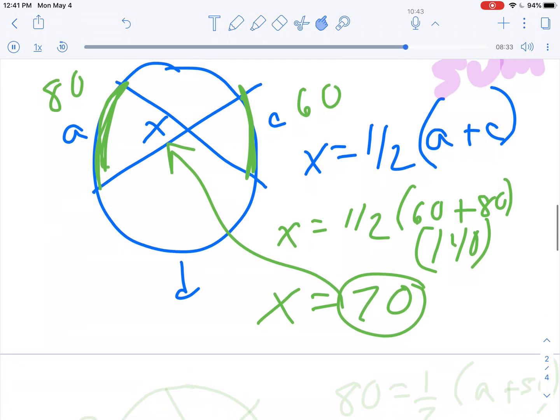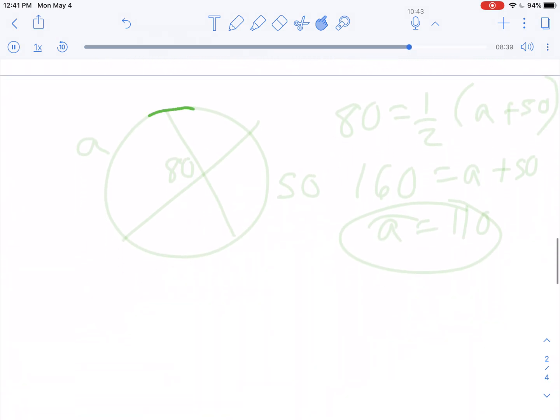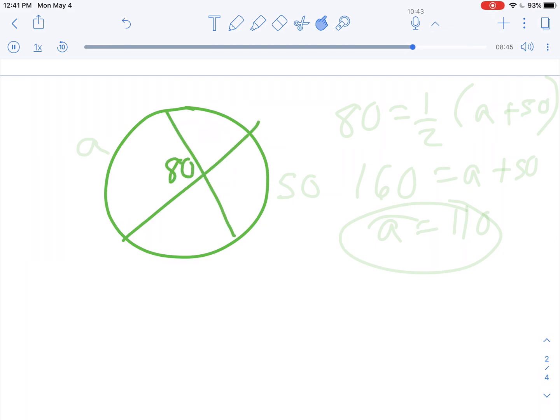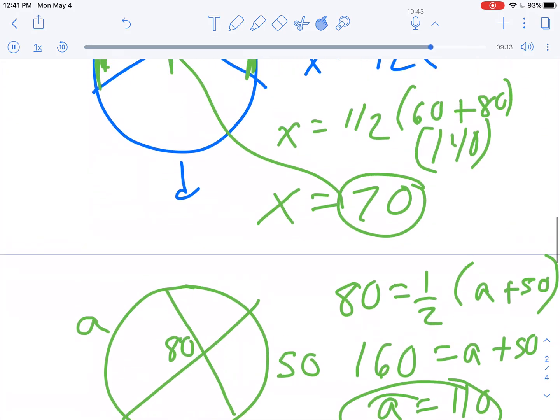So they can give you different scenarios here where you have to solve for a missing piece. For example, if I move this up, something like this, where perhaps they're going to tell you that this is 80 degrees, and over here we have arc C being 50, and you have to find this arc over here, arc A. Well, 80 would be 1/2 of A plus 50. Multiplied by 2, 160 is A plus 50. So A would be 110. Arc A is 110.